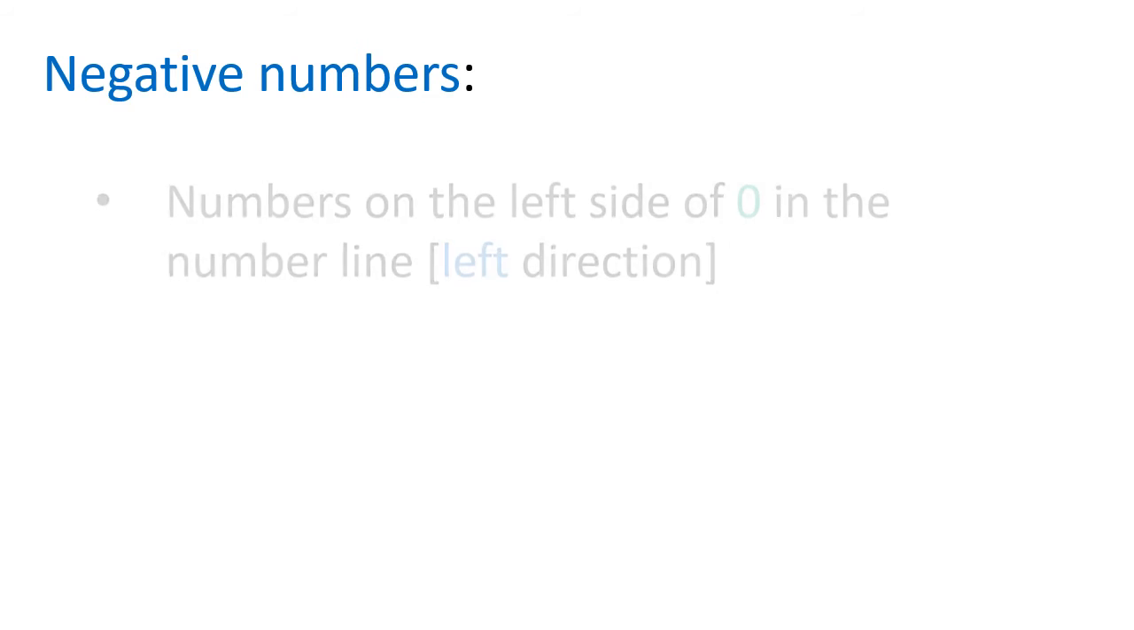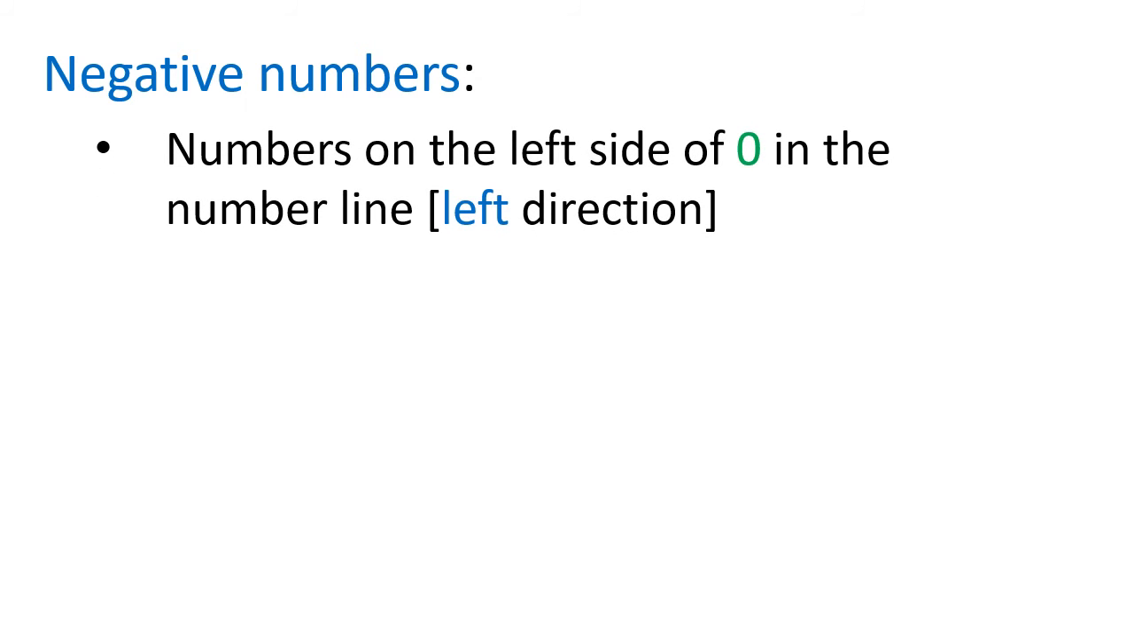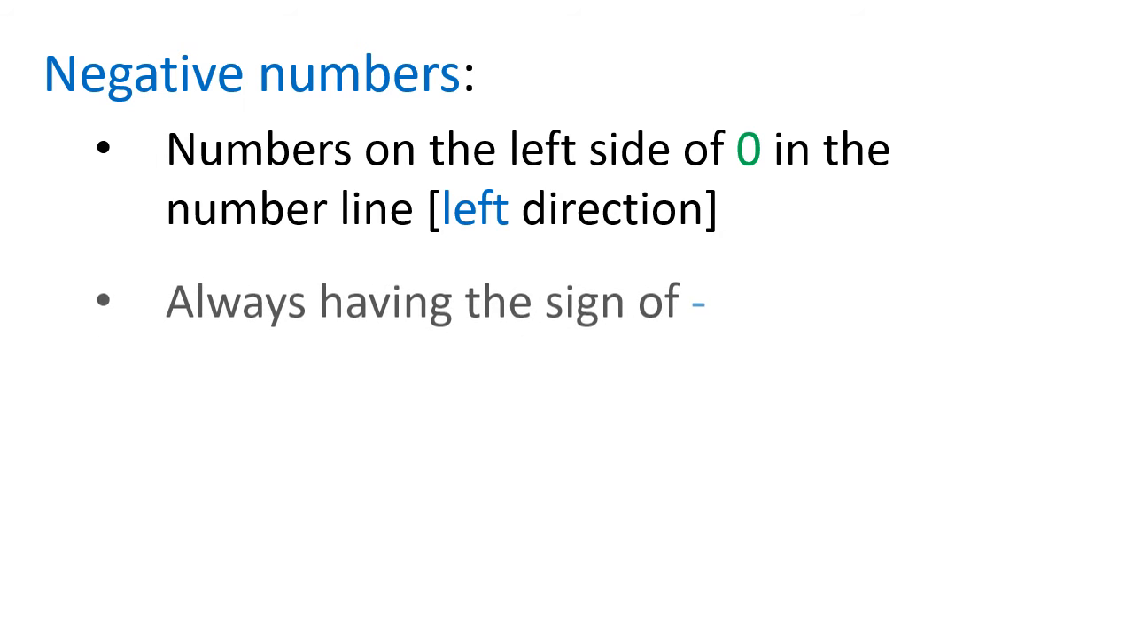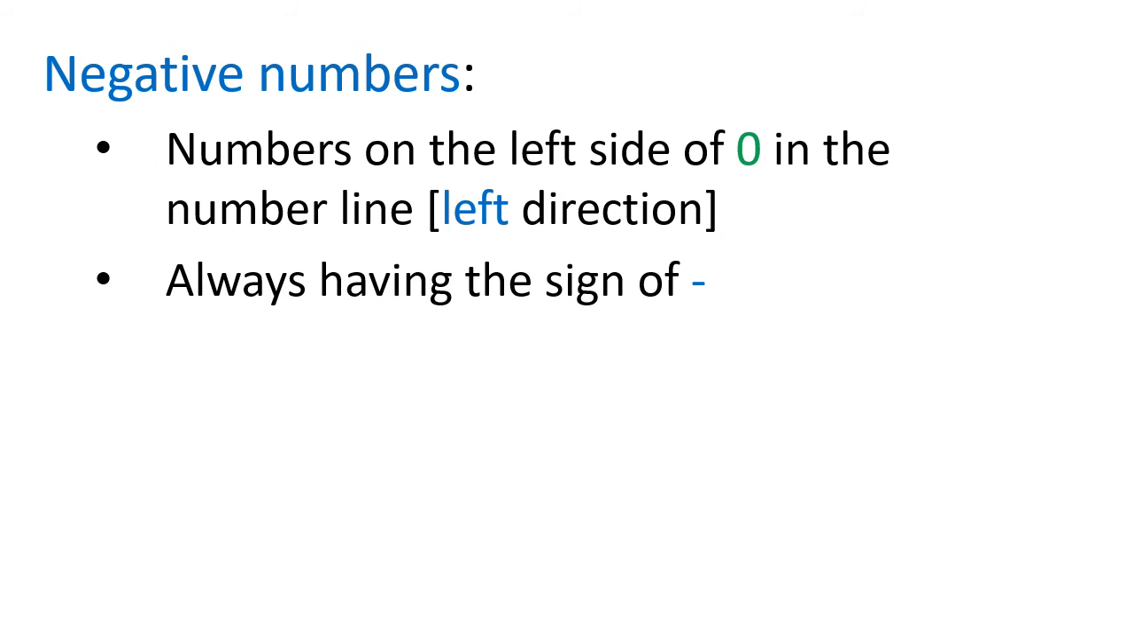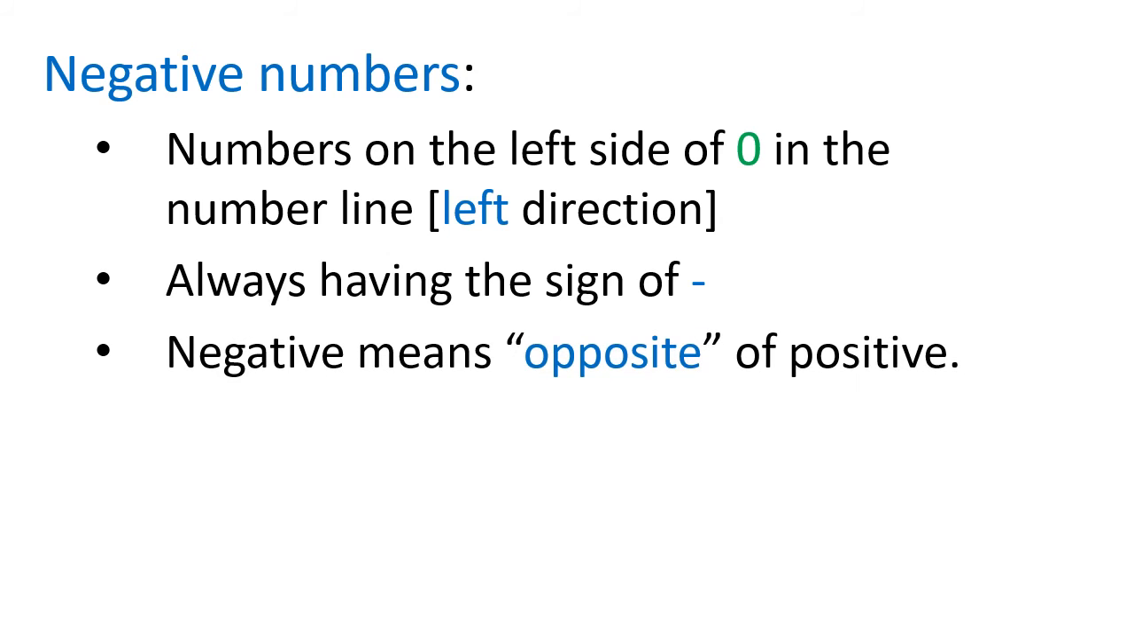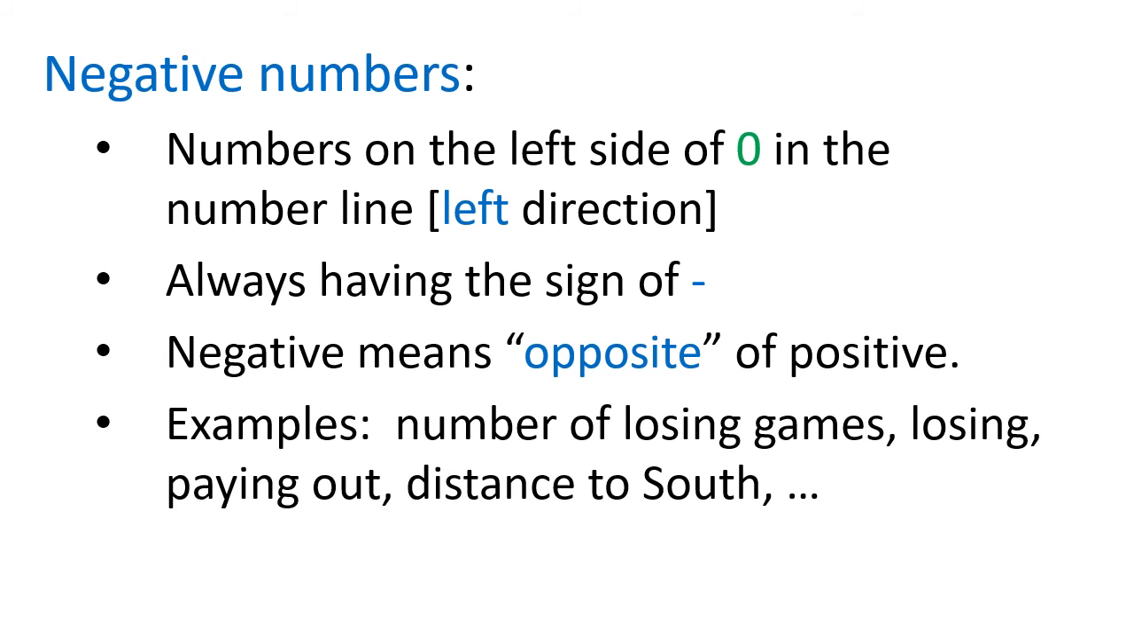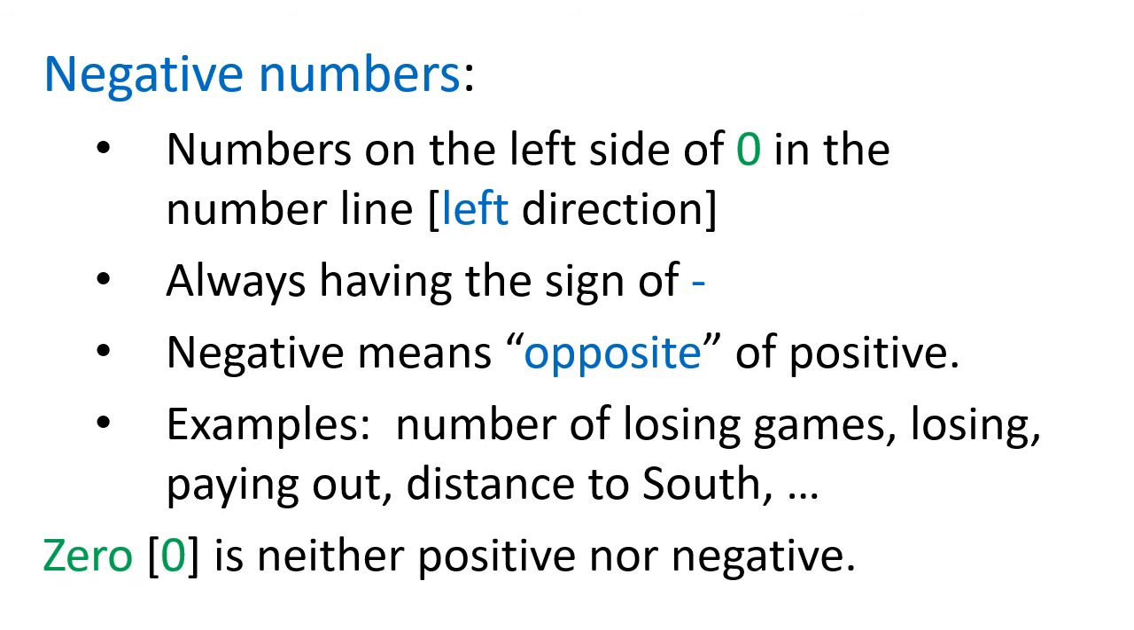Now let's see negative numbers in general. Negative numbers are numbers on the left side of the zero in the number line. We always have a sign of negative. Negative means the opposite of positive. Examples of negative numbers are number of losing games, losing points, spending money, distance to south, and so on. Zero is neither positive nor negative.